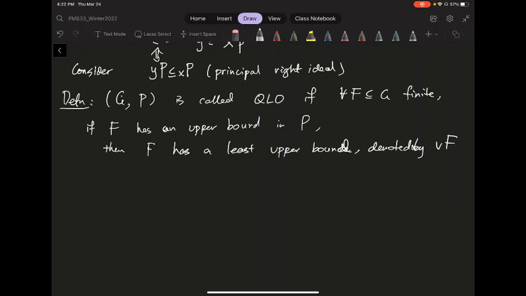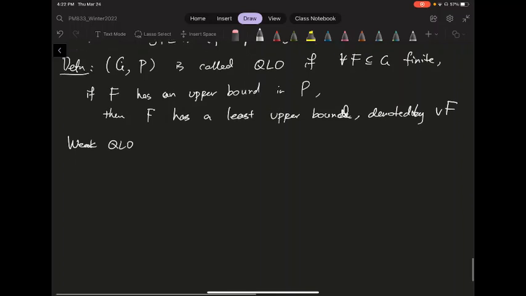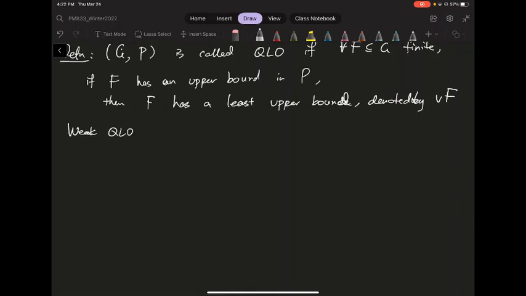In recent years, we have been moving away from this embedding. Sometimes there's another notion called weak quasi-lattice ordered. You don't need to think about all the finite subsets of the group, because sometimes the semigroup satisfies this quasi-lattice condition, but not the group. We don't know whether the group satisfies that, and moving to the group is usually kind of difficult. That's why, in recent years, there's a notion called weak quasi-lattice order.